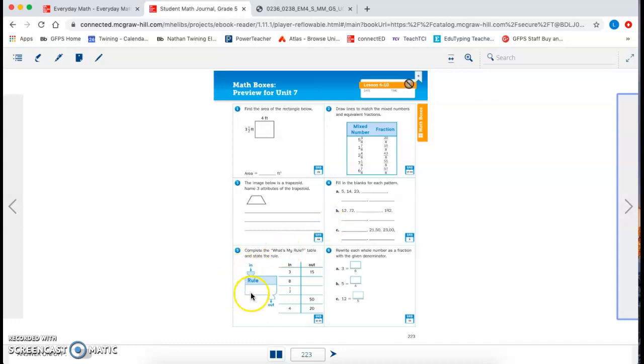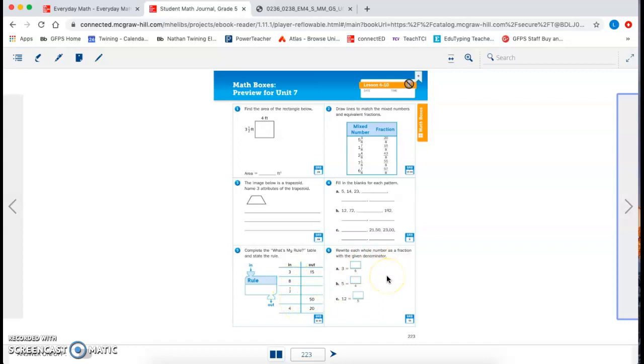Number 5 is complete my rule. Remember, we have the in and out. So we put in 3 and we get out 15. What do we have to do to 3 to get to 15? And then we should double check to see if whatever we did here, if we do that to 4, it gets to 20. Once you've done that and you figured out your rule, fill in the missing blanks.